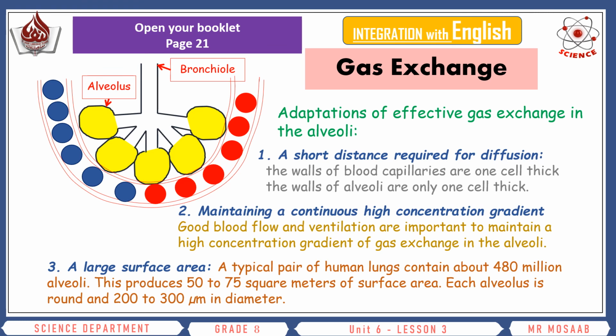Last, a large surface area. A typical pair of human lungs contains about 480 million alveoli. This produces 50 to 75 square meters of surface area. Each alveolus is around 200 to 300 micrometers in diameter, meaning the alveolus has a large surface area compared to its volume. It has a large surface area, so diffusion becomes very fast and effective. Okay?